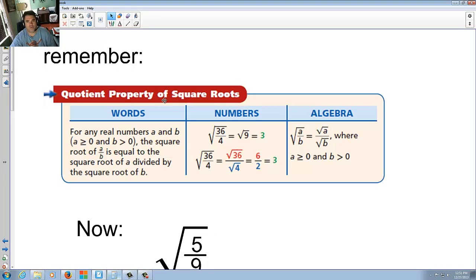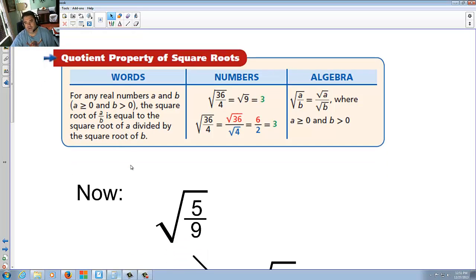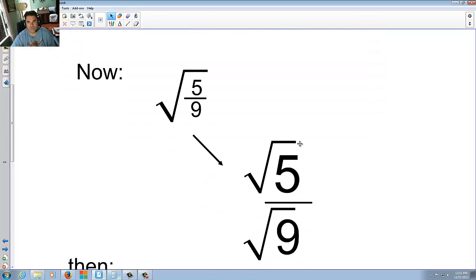Now remember the quotient property of square roots: for any real numbers a and b, the square root of a divided by b is equal to the square root of a divided by the root of b. Long story short, if you have the square root of 5/9, you can root 5 over the root of 9. So basically you can just split the roots up.